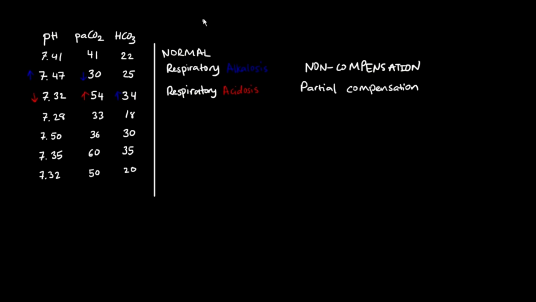For our next problem, the pH is 7.28, so that is lower than normal. So we are in a state of acidosis. The PaCO2 is lower than normal, and the bicarb is lower than normal. So because the pH and the bicarb are moving in the same direction, this is an example of metabolic acidosis.